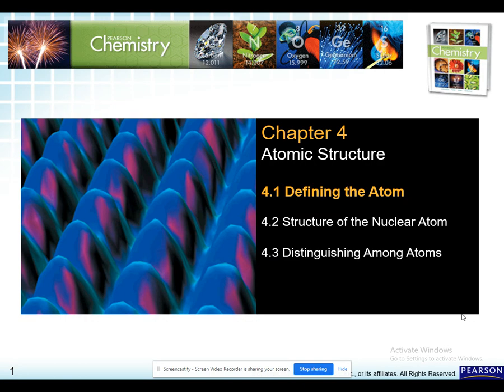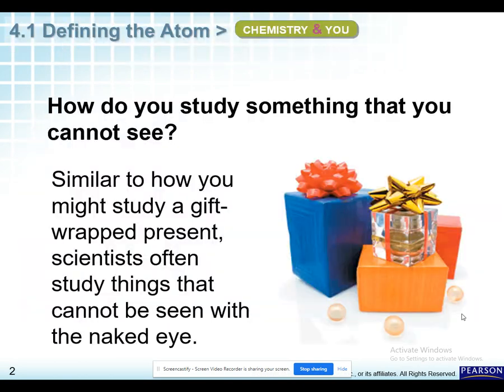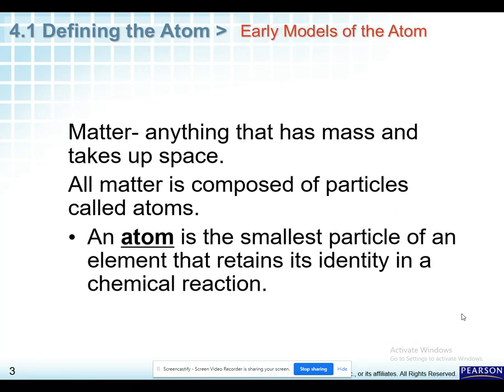So let's start with 4.1, defining the atom. This starts off with, how do you study something that you cannot see? Well, similar to if your parents are smart and sneaky and they gift wrap your present beforehand, you can't see the present inside the box. You can shake it. You can kind of feel to see what shape it takes to guess what you got for Christmas. Same thing with atoms. We have to guess what we cannot see.